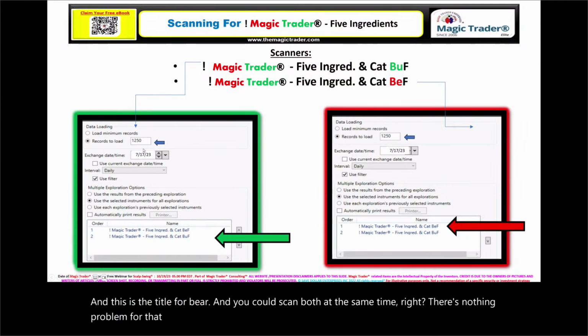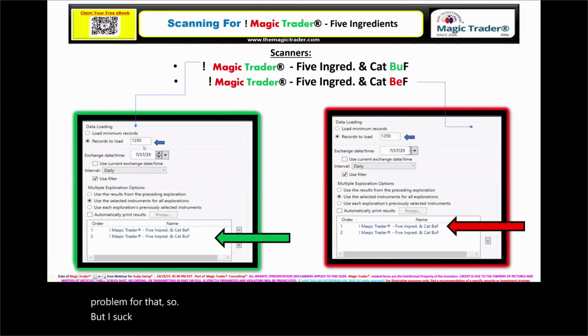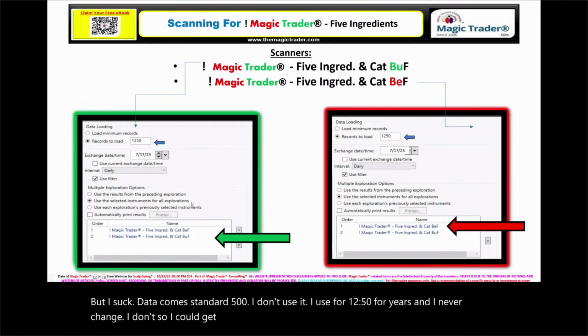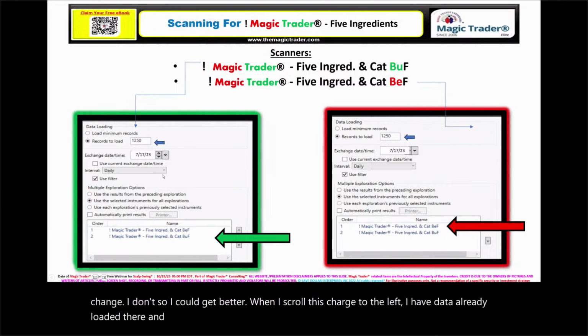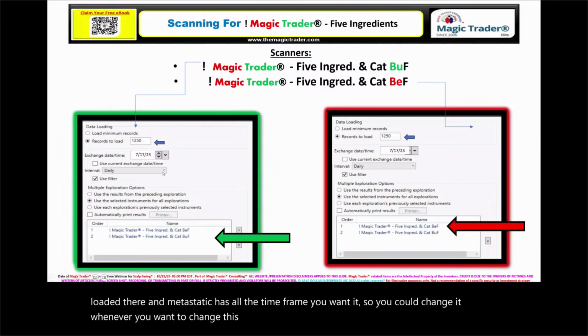So MetaStock data comes standard with 500. I don't use it. I use 1250 for years, and I never change. So I could get better when I scroll this chart to the left. I have data already loaded there, and MetaStock has all the time frames you want, so you could change this daily to 60 or whatever whenever you want.